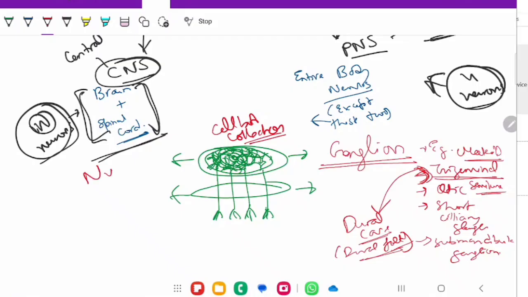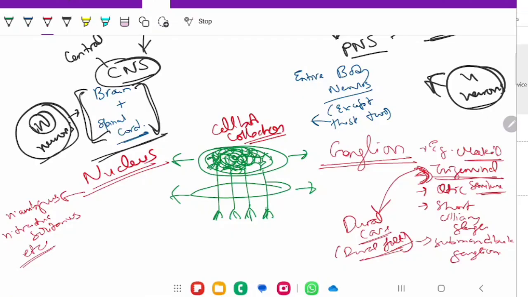The counterpart of a cell body collection in the central nervous system is known as a nucleus. So the famous nucleus ambiguus or nucleus of tractus solitarius, etc. All these examples are of cell body collections. Same concept, understand it like this.